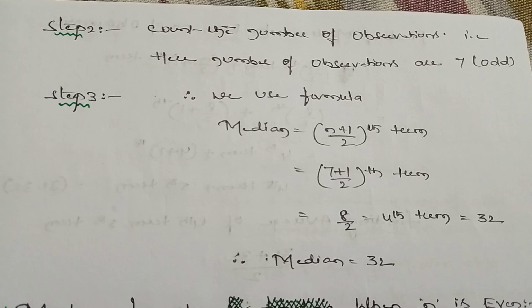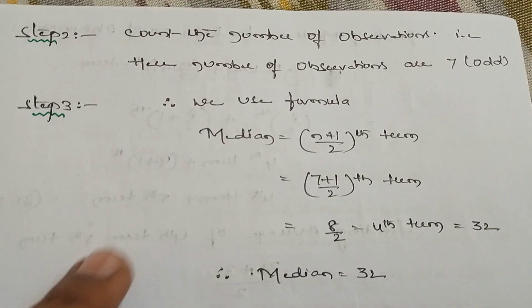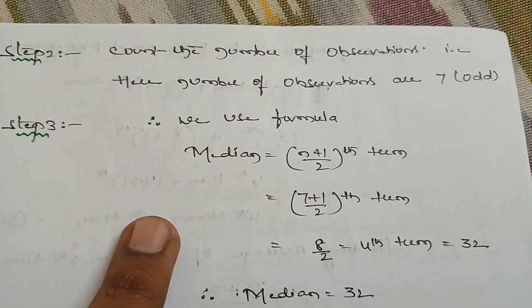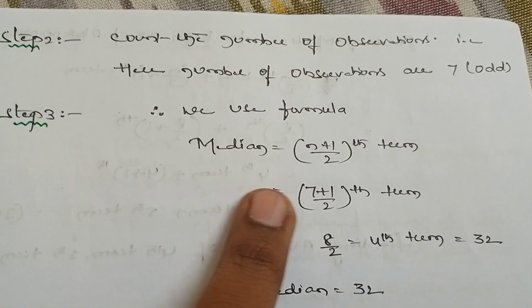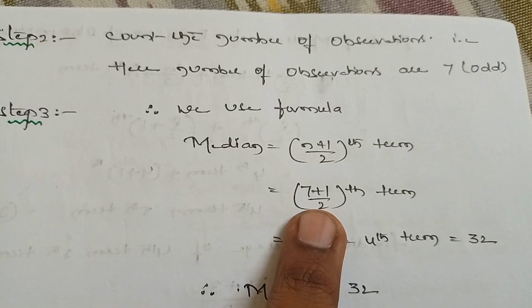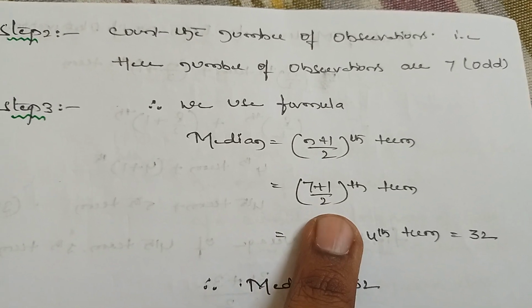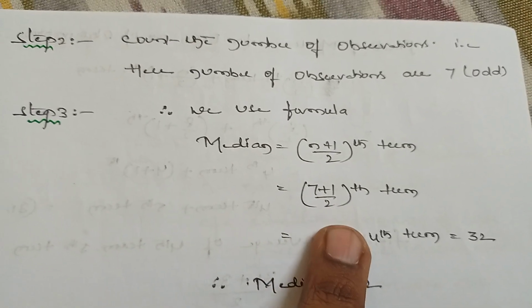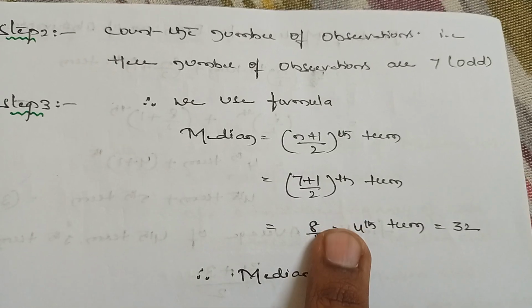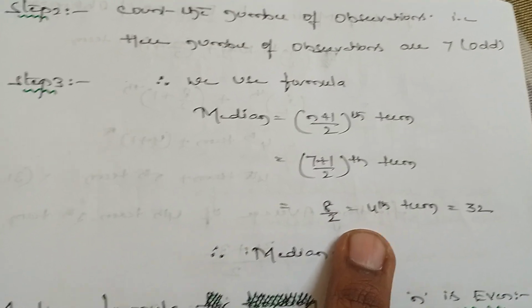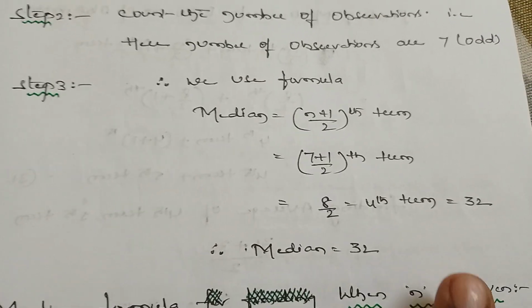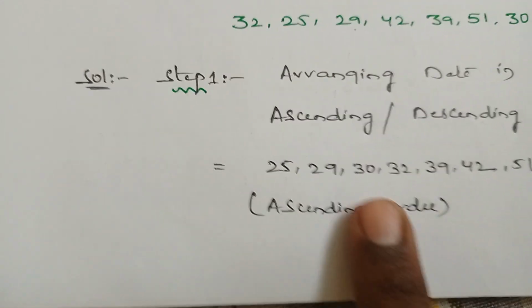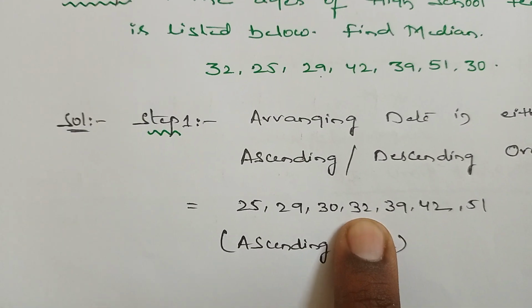Count the number of observations. Here the number of observations is 7. That is an odd number. Therefore, we use the formula median equal to (n plus 1) by 2 the term. So that is (7 plus 1) by 2, that is 8 by 2, we get the 4th term. Therefore, the median of the given observations is the 4th term, guys. That is 32. So the 4th term, that is 32.